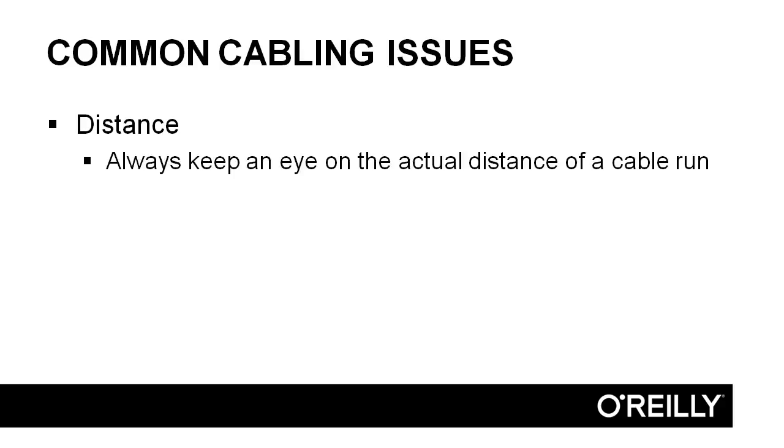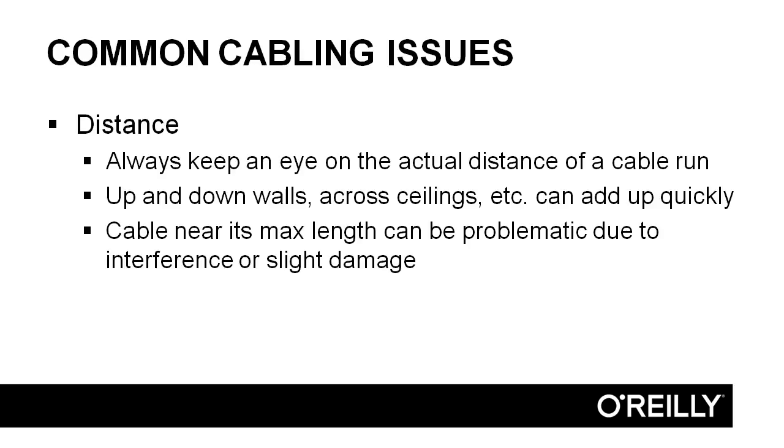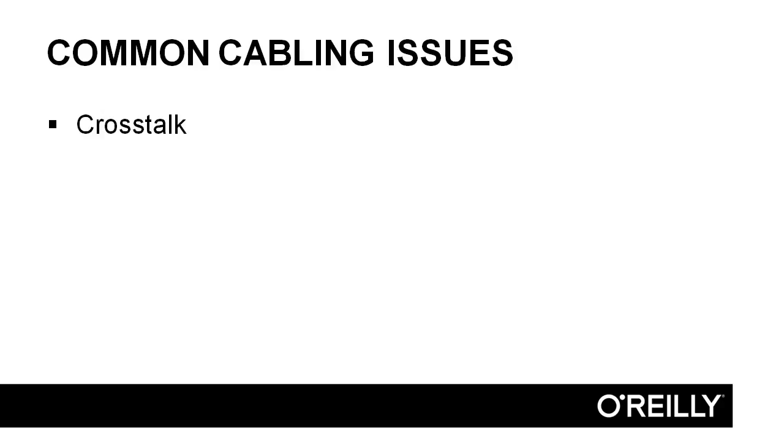Always keep an eye on the actual distance of a cable run. Keep in mind that as you go up and down inside walls and across ceilings and around certain things, that distance can add up pretty quickly. And before you know it, you're at or near the maximum length of about 328 feet. And you can start to get interference or slight damage on the cable. And if you've got anything like that, then you're really starting to cut down on that length and you're going to start to have intermittent or just straight up communication problems on that cable.